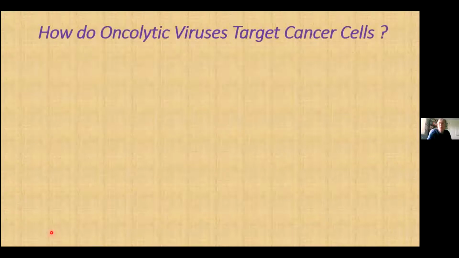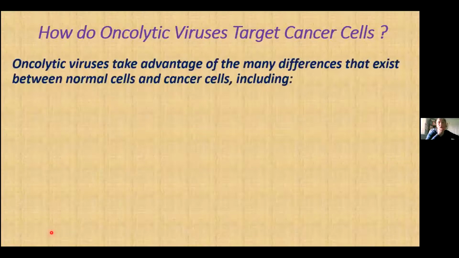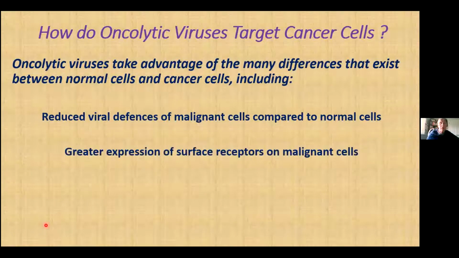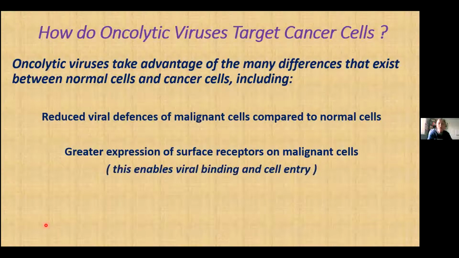But how do these oncolytic viruses, these cell-killing viruses, actually target cancer cells? Well, one of the ways in which they do this is that they differentiate between the normal and the cancer cell in a number of ways. The reduced viral defenses of cancer cells, malignant cells, is a significant factor. Another important factor is that the malignant cells often express receptors which the viruses can attach to in far greater numbers than normal cells do. This isn't always the case. And this enables the virus to bind, and it then enters the cell.